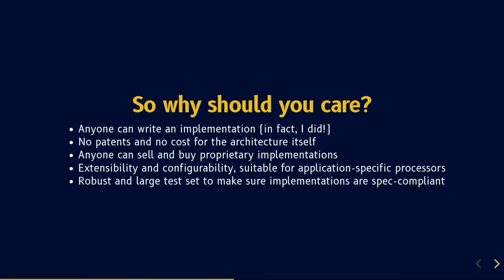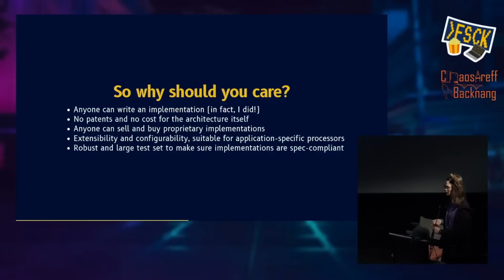There's no costs in terms of the architecture itself. You don't have to pay any patent costs, no licensing fees for the architecture, maybe for the IP core, of course, but not for the architecture. And yeah, anyone can sell proprietary implementations or buy them if they want to. It's very extensible, configurable. So if you have some specific needs, some specific operations that your processor needs to be able to do, it's very suitable to take this as a basis and then put some small bits on top.